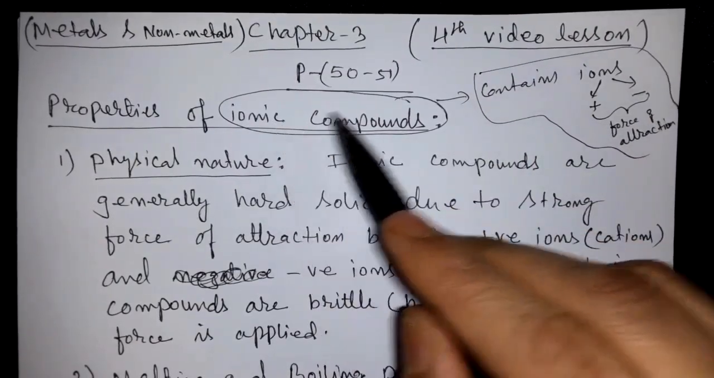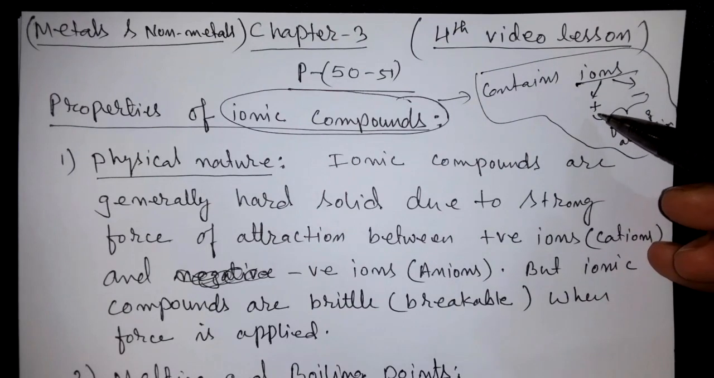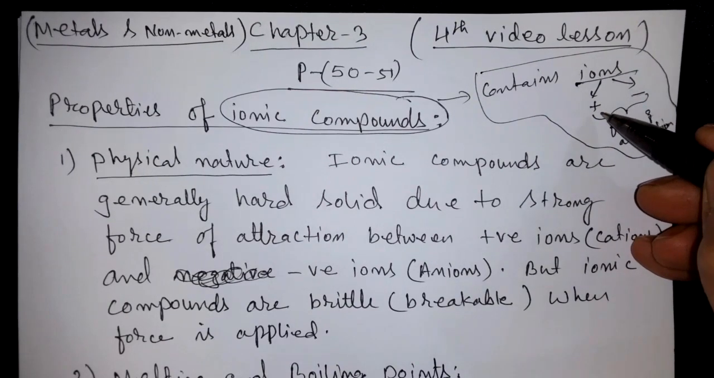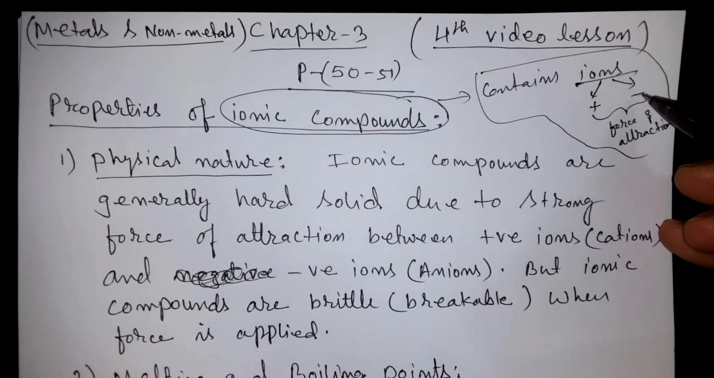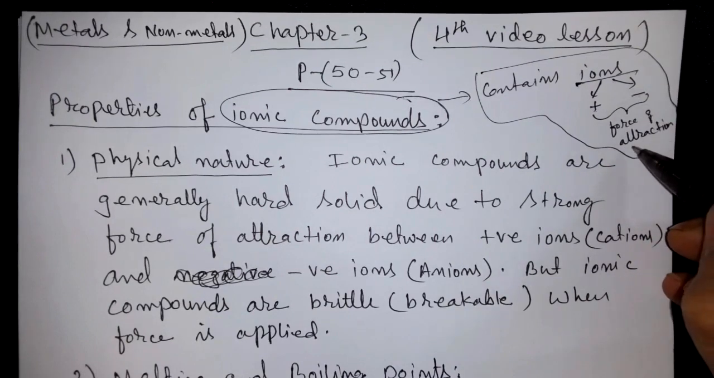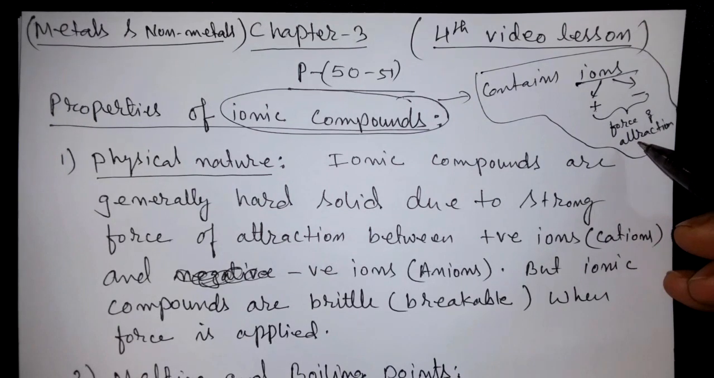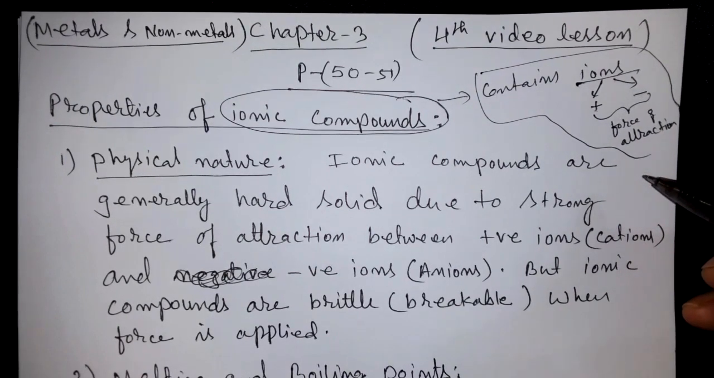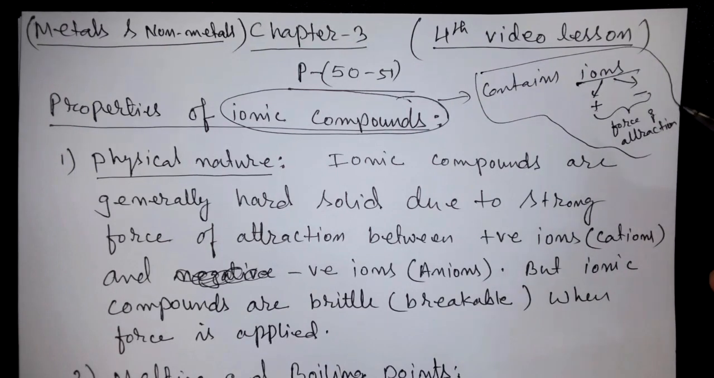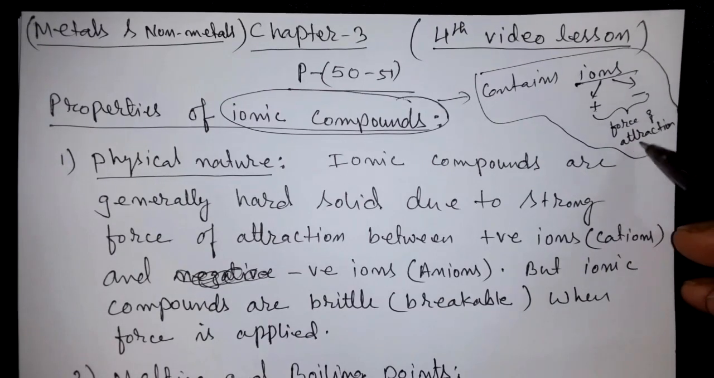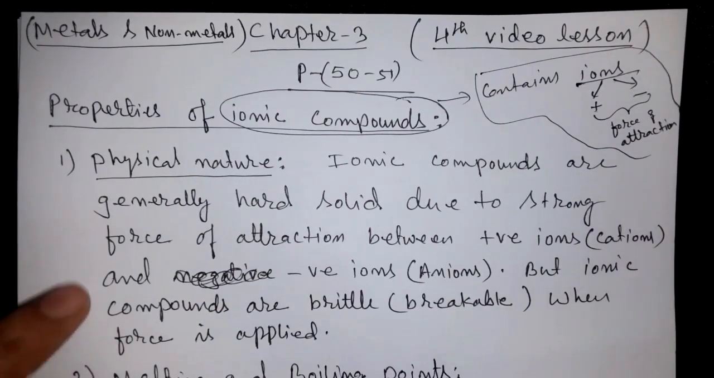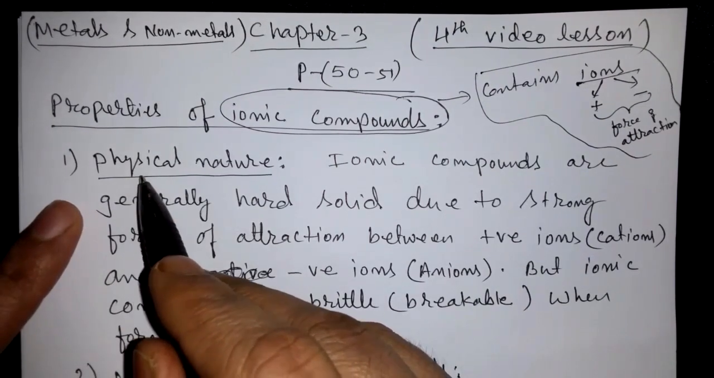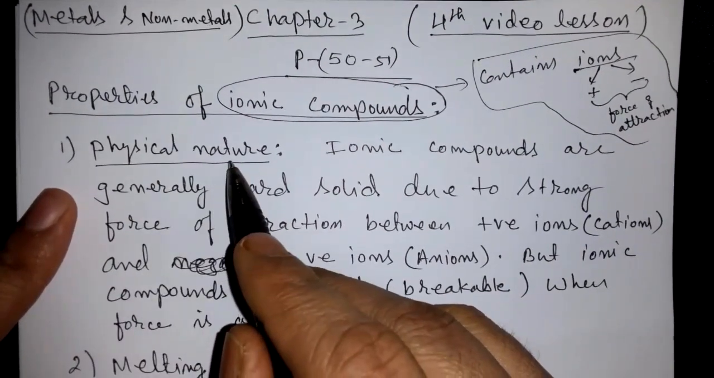So I'll be repeating. Ionic compounds contain ions. There are two types, positive and negative. Positive ion, as we said before, is called cation, and negative ion is called anion. Between opposite ions, there will always be force of attraction. If you ask about the same ions, positive with positive or negative with negative, then there will be force of repulsion. But in ionic compounds, the ions are arranged in a pattern of positive, negative, just to make sure the force remains attraction.